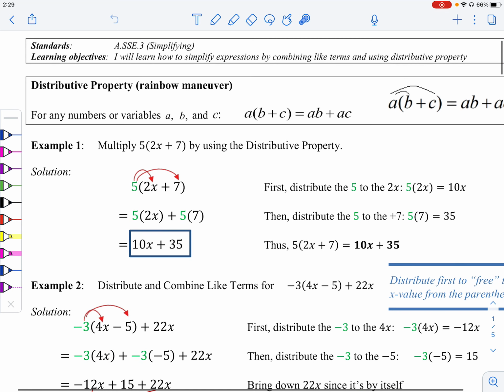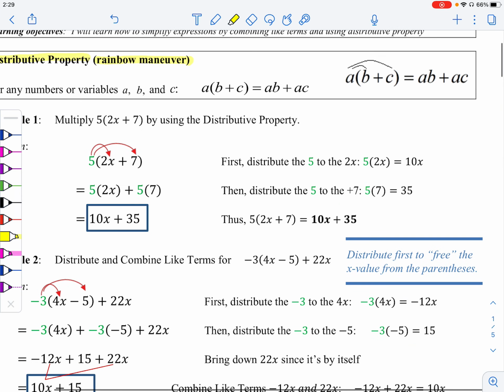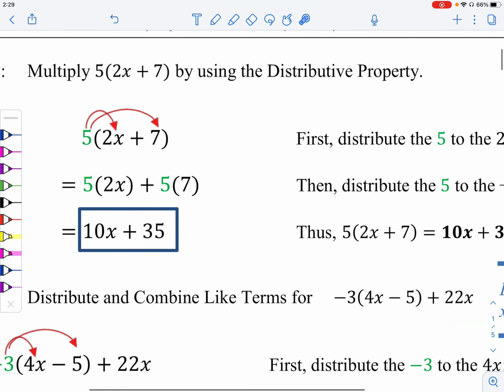Okay, so distributive property, let's go over that. Distributive property, or rainbow maneuver. One student from before called it the rainbow maneuver. It was awesome. That's how he remembered it. All we have to do is distribute whatever's in the front, multiply to each term on the inside. So if we have 5 parentheses 2x plus 7, all we need to do is distribute, right? Distribute, like distribute candy to your friends, right? So this rainbow maneuver part is called distribute.